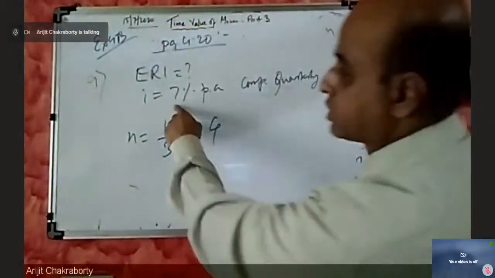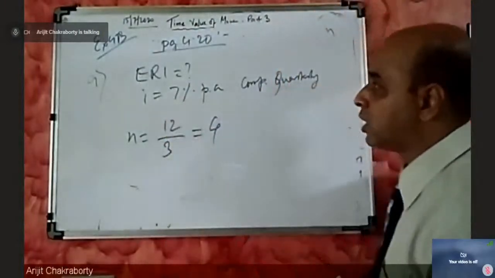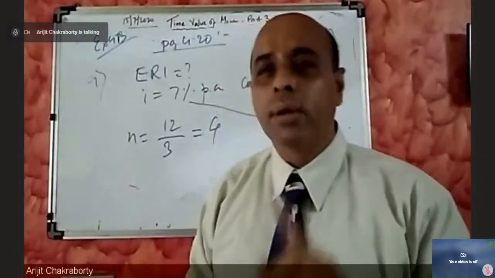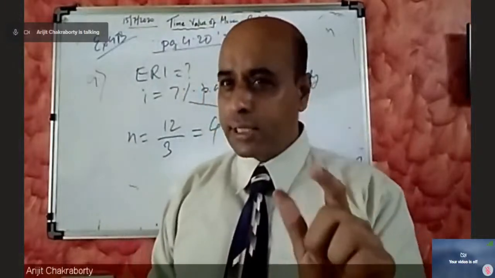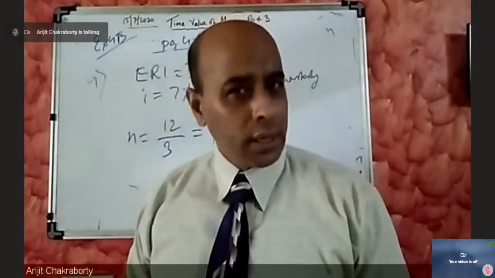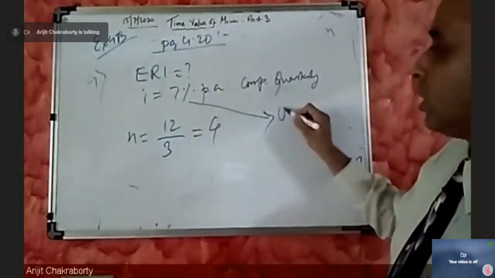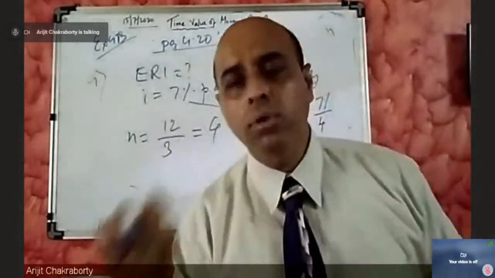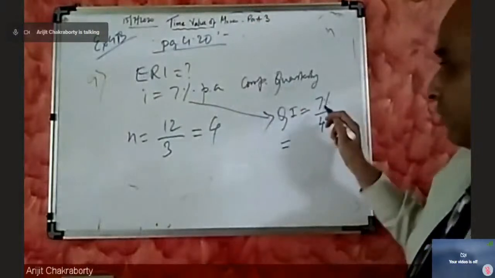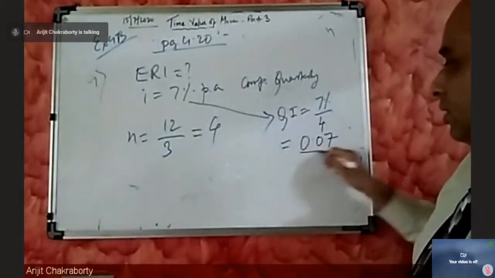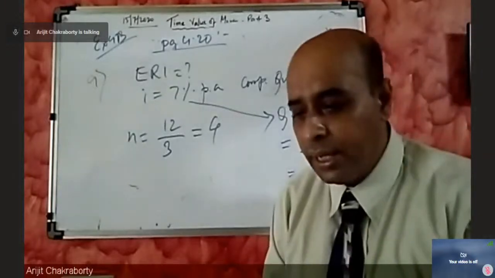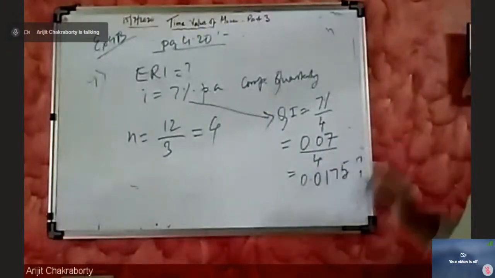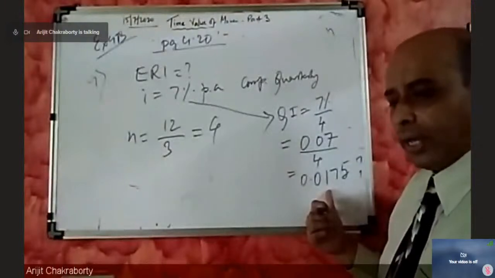But we also need to adjust the interest here. 7% is per annum. But what will be the condition when you have to compute the quarterly interest? Annually 7%. So what will be the quarterly interest? Right? So the quarterly interest QI is equal to 7% by 4, because there are 4 quarters in a year. Now 7% means 0.07. Divide this by 4, you will be getting 0.0175. This is the value of I.